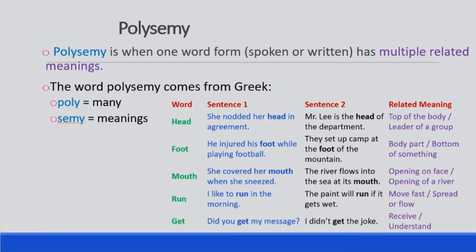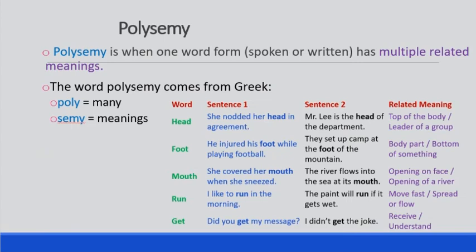Polysemy is when one word, spoken or written, has multiple related meanings. Okay, the word polysemy comes from Greek. Poly means many, and semy means meanings. So polysemy means many meanings.